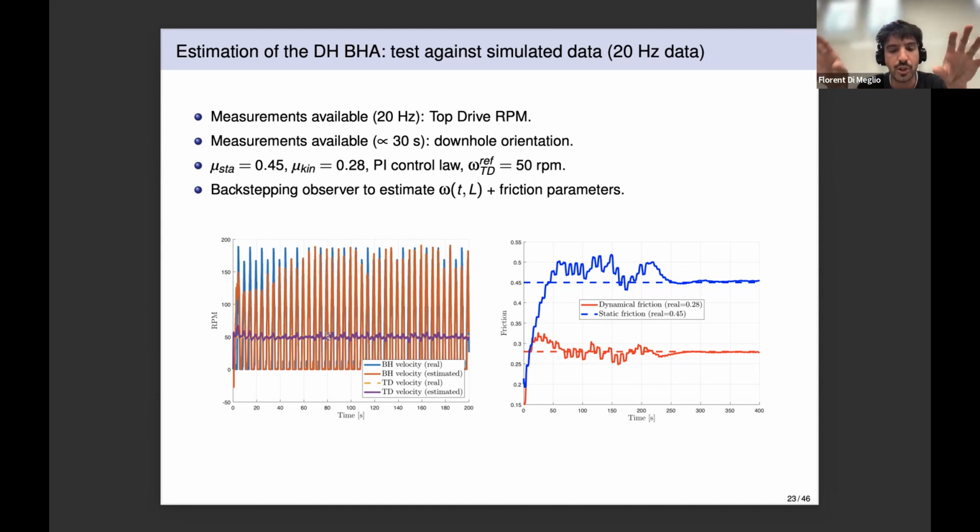the drill collars for the observer design are just modeled as a single lumped approximation, whereas in the simulation model, they are still fully distributed, which is the reason why when we compare the bottom RPM on the bottom left plot here, we don't have perfect agreement with the observer design, but we have relatively good agreement. And as you see on the right, we are able to perfectly reconstruct the static and dynamic friction coefficients over time, starting from an initial guess which is completely off.